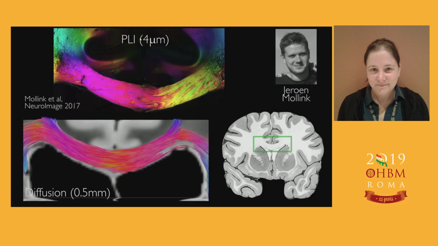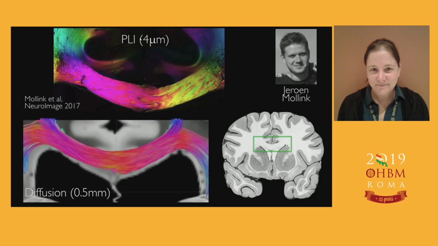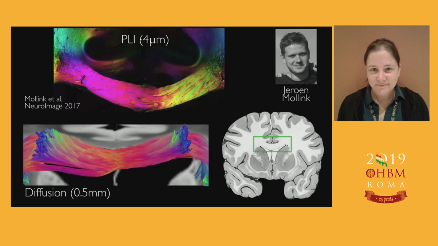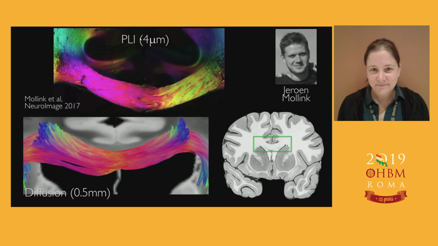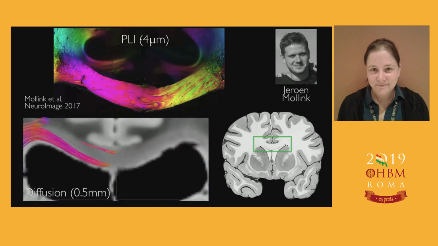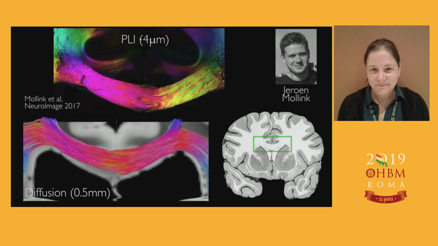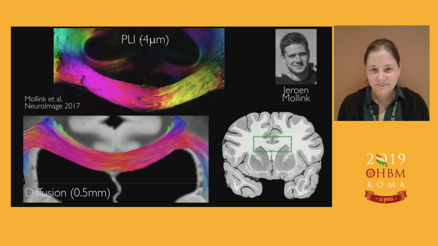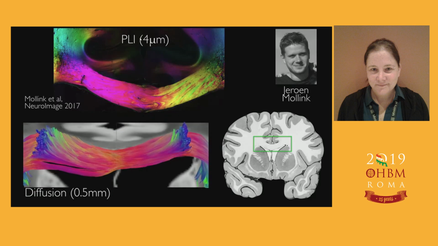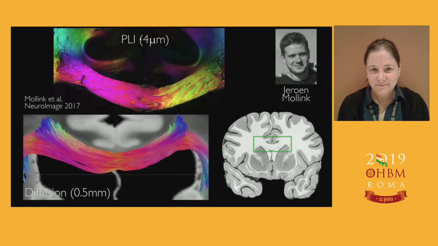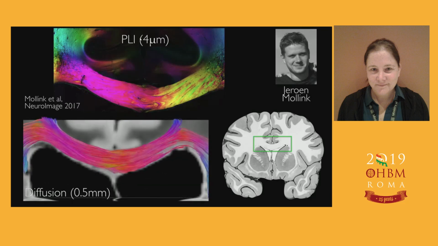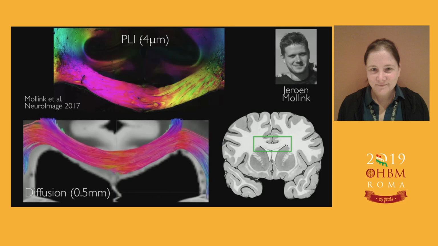So this is some work that Jeroen Mollink and my group published 2 years ago, where we had polarized light imaging data, again in this brain where we have 0.5 millimeter resolution. And one of the first things that he did was to look in the corpus callosum. And what you can see is that both of the techniques are demonstrating that the callosum doesn't necessarily have this very simple fiber architecture, but actually exhibits a somewhat chaotic pattern of fibers right at the midline, almost with a sort of braiding of fibers.